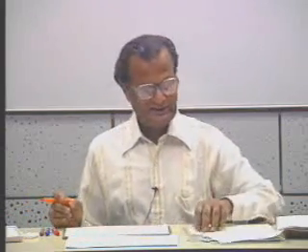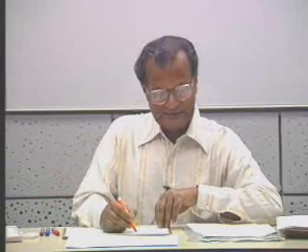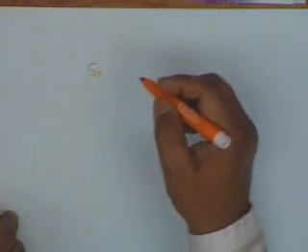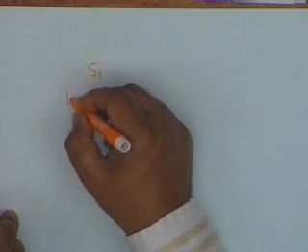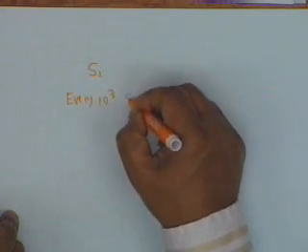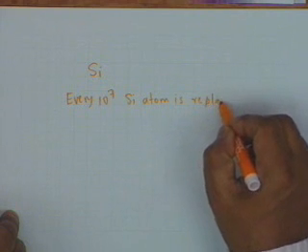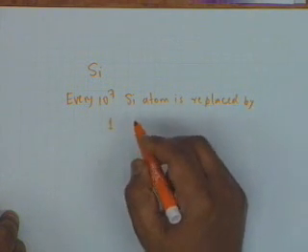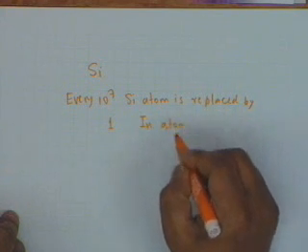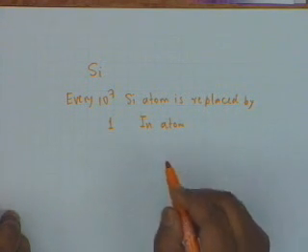To get an idea of how the unbalance between N and P creates a new electrical property or modifies the electrical conduction property, we can simply take an example of, let us say, bulk silicon, in which every 10 to the 7 silicon atom is replaced by, let us say, one indium atom. Indium atom means it is a donor or acceptor?